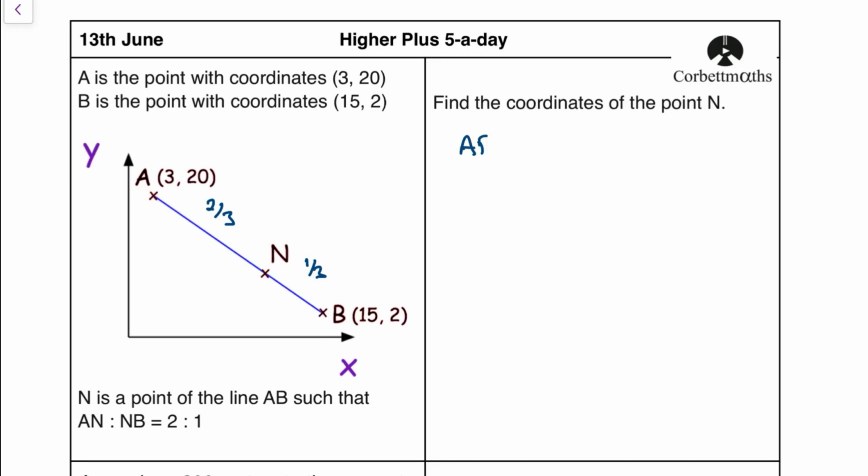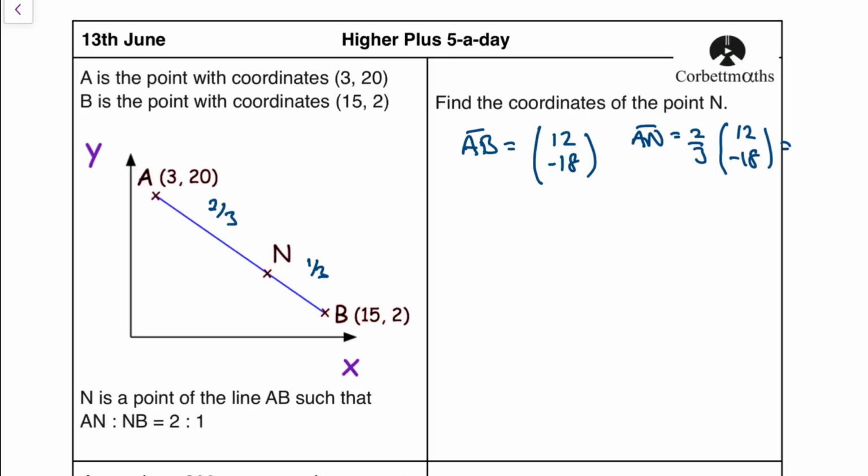So the way I'm going to do that is I'm going to say to get from A to B, my X values go up by 12 and my Y values go down by 18, so minus 18. To get from A to N, that is going to be 2/3 of that distance. So 2/3 of 12 and minus 18. 2/3 of 12: 12 divided by 3 is 4, times 2 is 8, and 2/3 of minus 18 is minus 6 times 2, which is minus 12. But that's the vector to get from A to N.